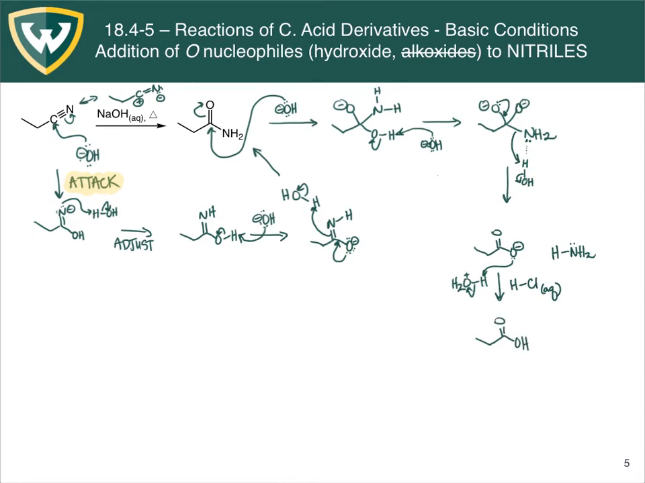So with the nitrile hydrolysis, there's two possible products. One would be the amide, if you don't leave the reaction as long, or if you want to get all the way to the carboxylic acid, that's also an option.